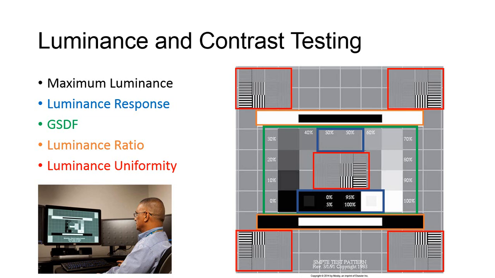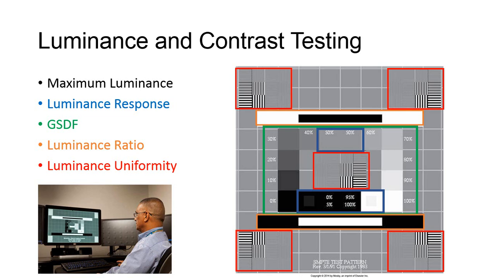DICOM standards include a grayscale standard display function, or GSDF. This ring of density squares in 10% increments from white to black creates a ramp of brightness that should be measurable with a photometer and should fall within 10% variation of AAPM standards.